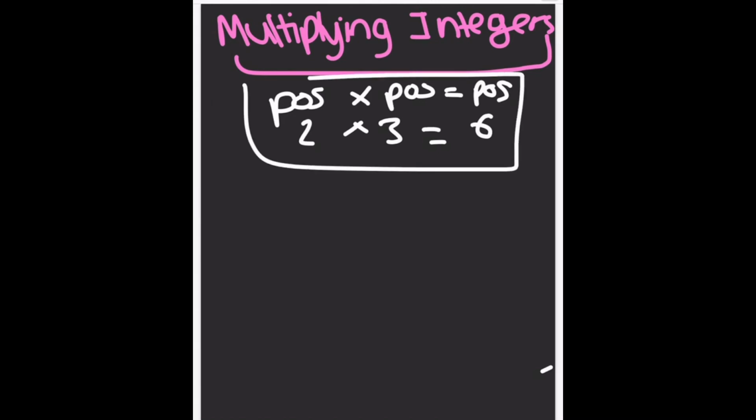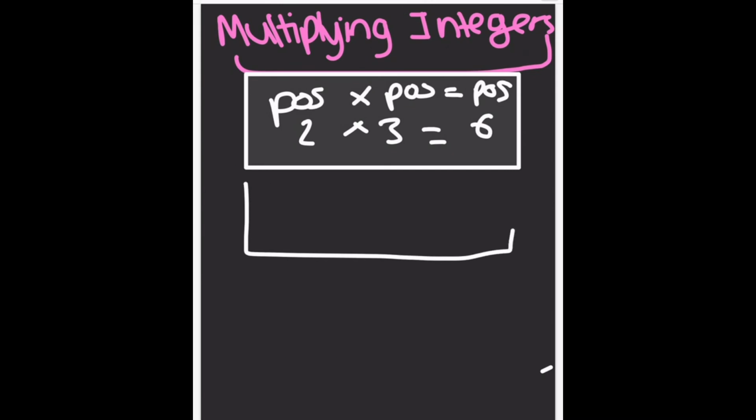When you have a positive integer times a positive, you're always going to get a positive number. So, for example, 2 times 3, both are positive integers, you're going to get 6. Simple enough. Pretty straightforward.